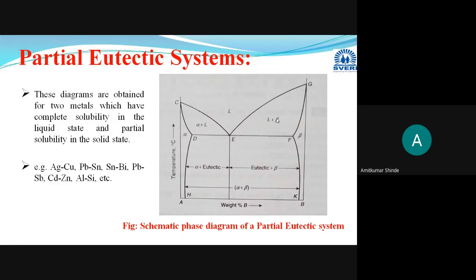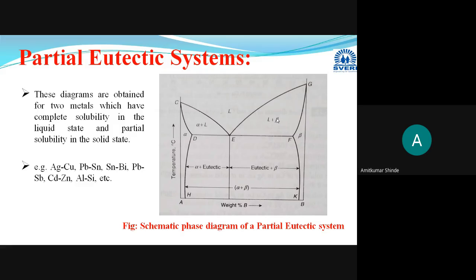Meaning some amount of element, suppose you have considered an alloy of element A and B, then when temperature falls below the melting point temperature, some amount of element B can dissolve in element A, and some amount of element A can dissolve in element B. That is termed as the partial solubility. Meaning some amount of element A can be dissolved in element B, and some amount of element B can be dissolved in element A. This will be the concept of the partial solubility.